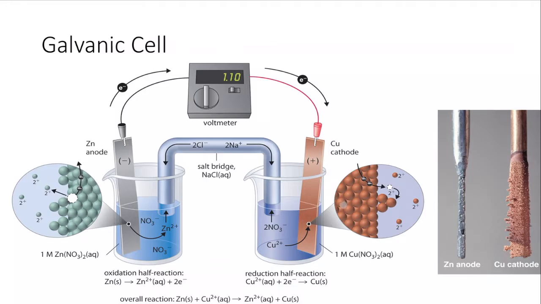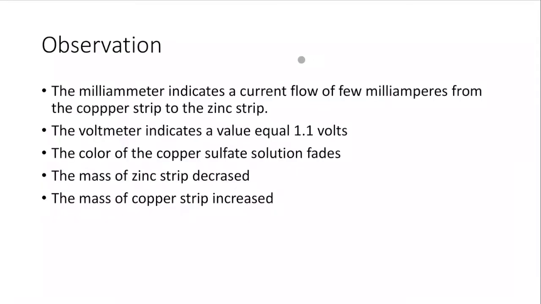the cathode half cell. Cu is dipped in Cu2+ solution, and Zn is dipped in Zn2+, and the Zn strip is connected to Cu through connecting wires. The voltmeter shows 1.1 volts. And we have some observations. Let's talk about the observations.